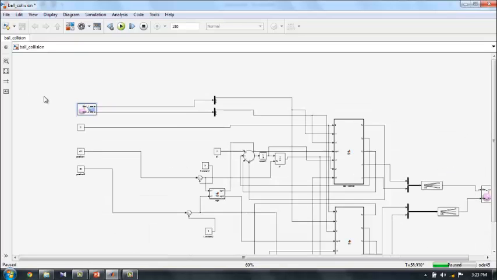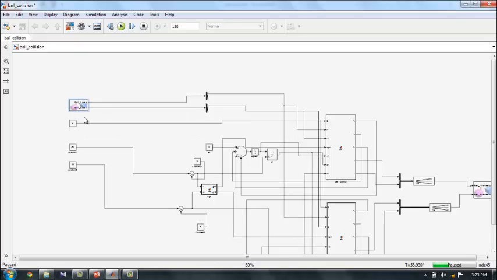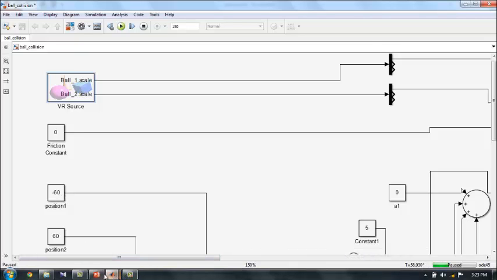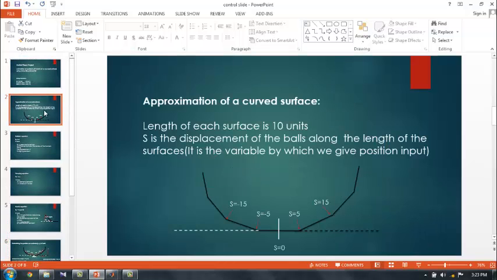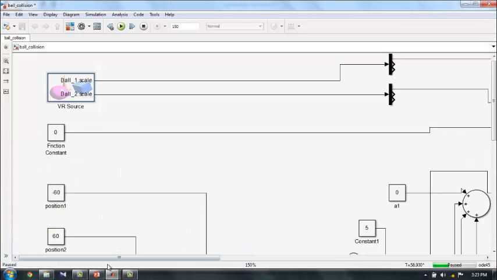Here is the whole block diagram of the animation. Here we can give the frictional constant and the initial positions. If you remember, minus 60 means the value of s is minus 60, somewhere out there, and position 2 is the ball at position 2. It is a positive value, so it will be on the right side.